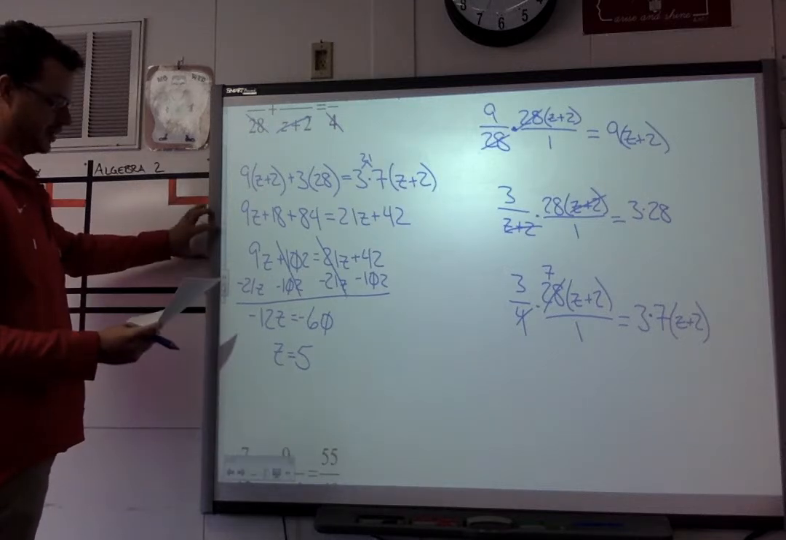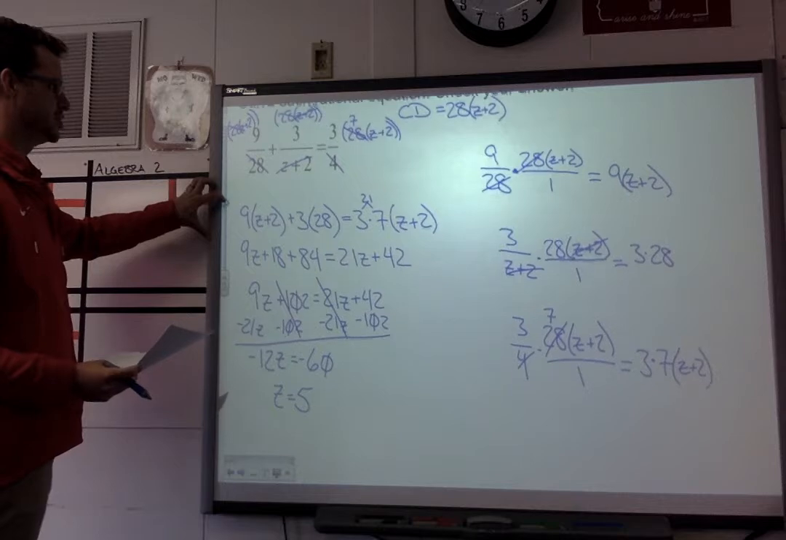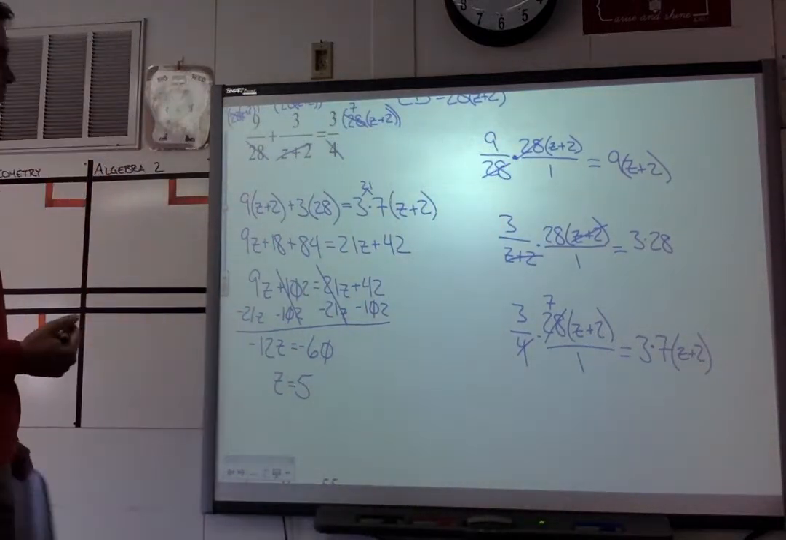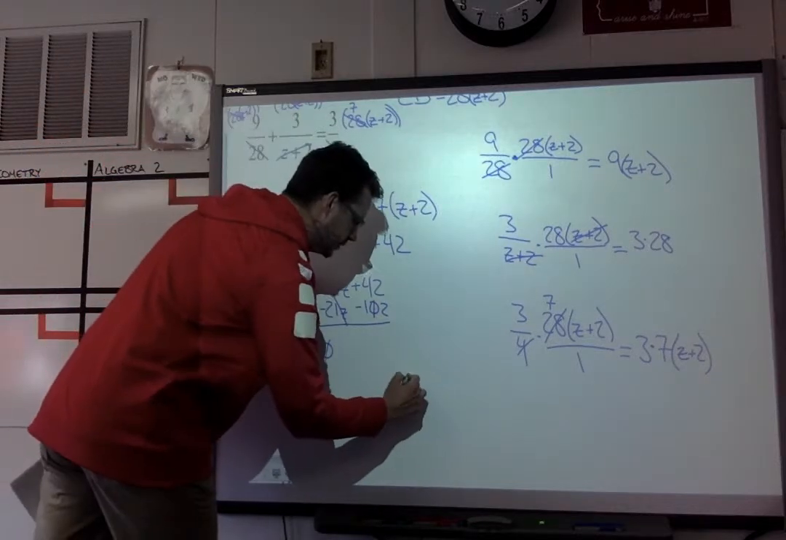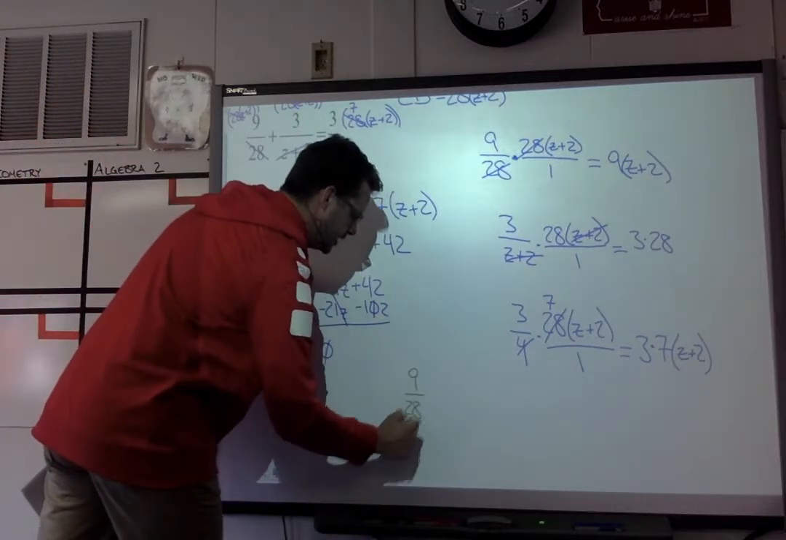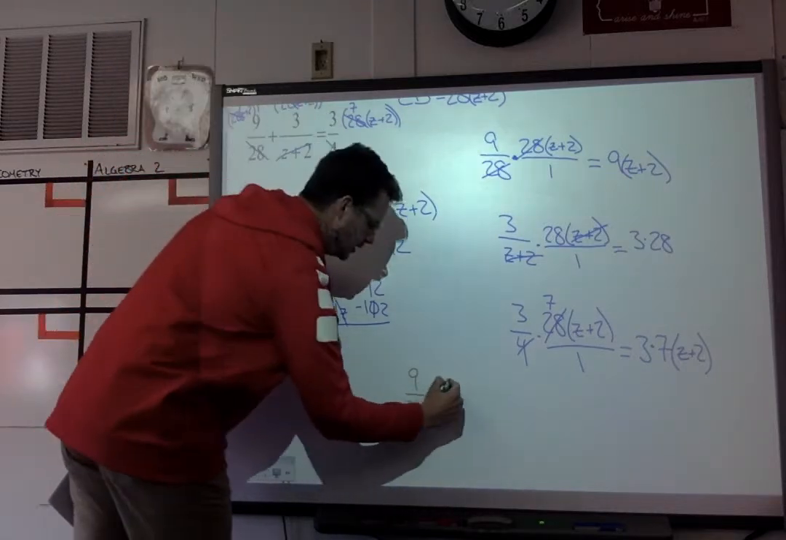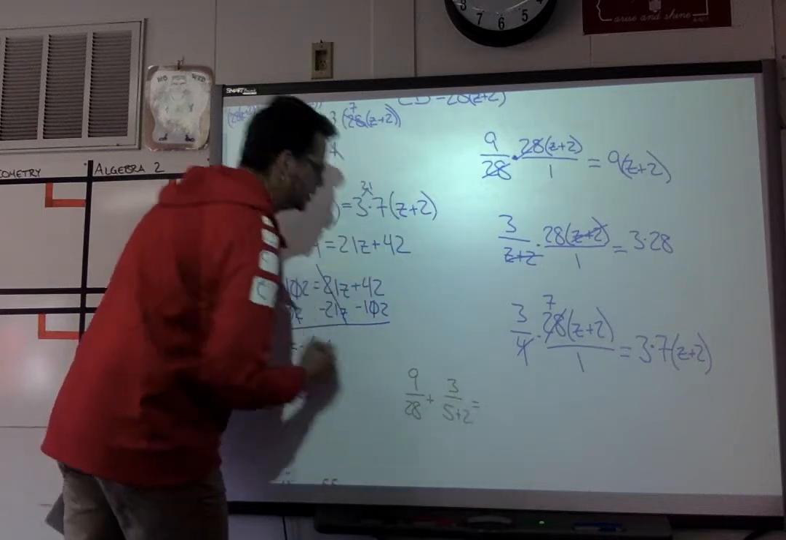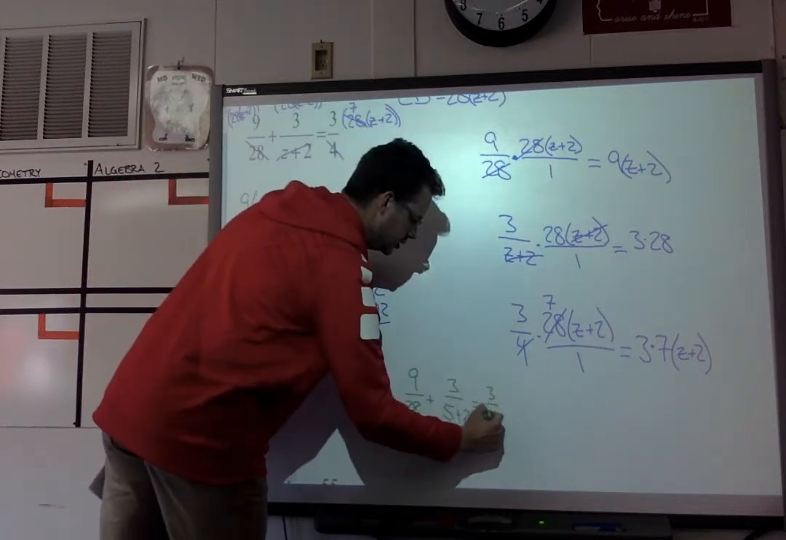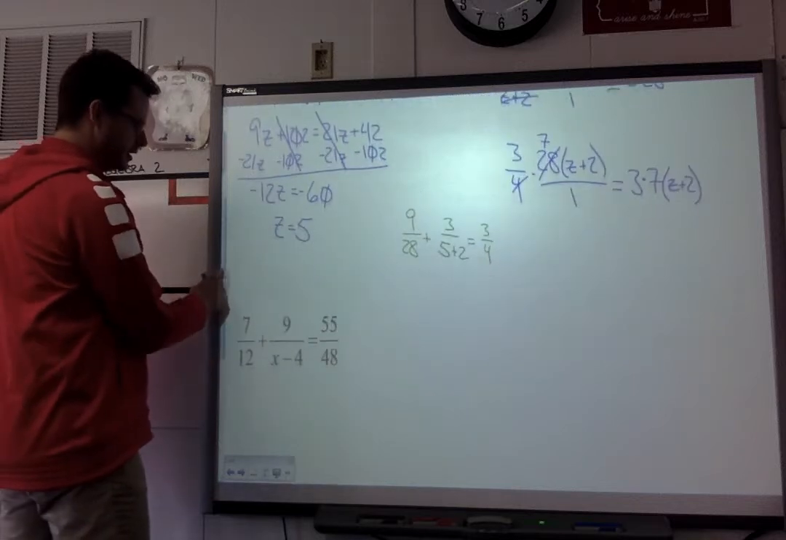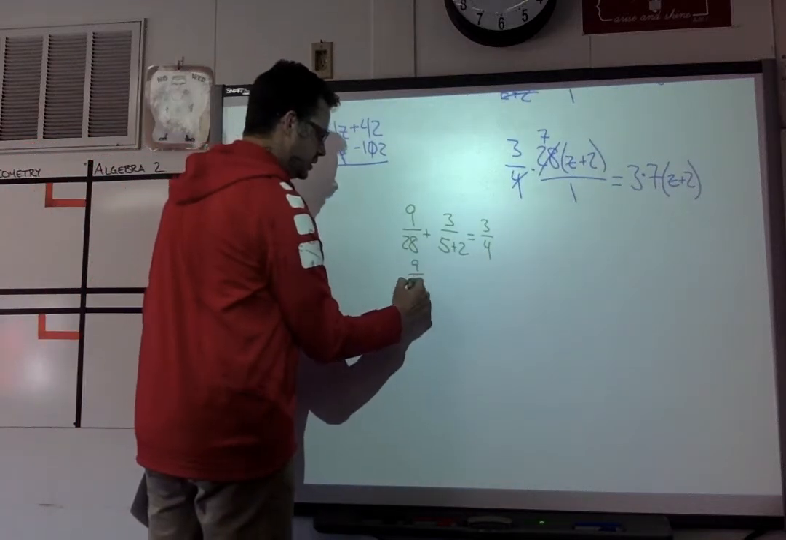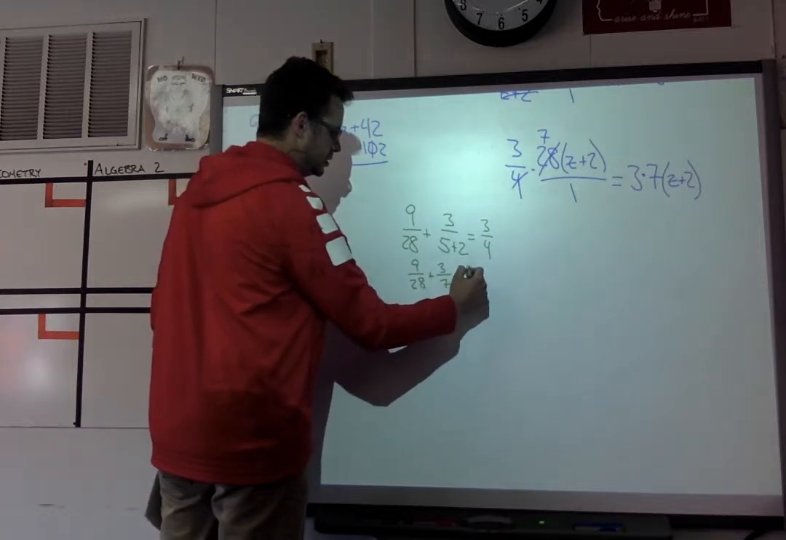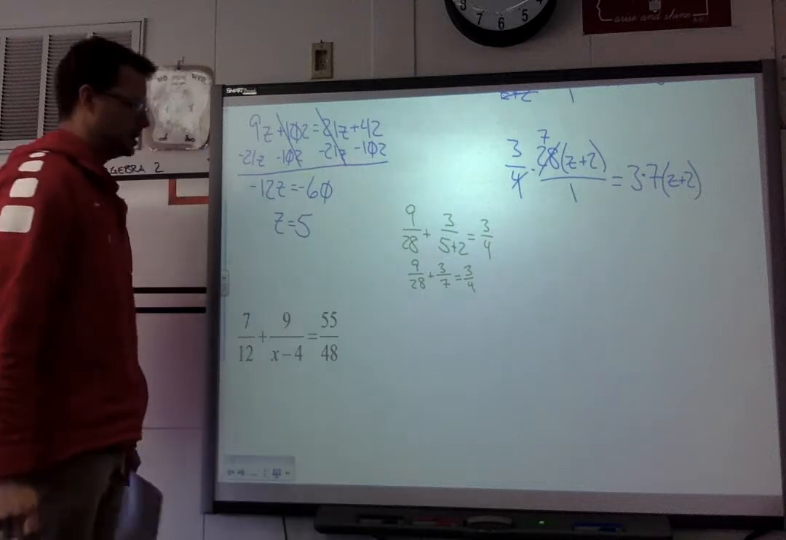Now, in order to make sure we got the right solution, we want to check our answer. Again, I'm not going to do this on all of them, but this one, just as a reminder of what we would need to do, I would go 9 over 28 plus 3 over 5 plus 2 equals 3 over 4, which would then give me 9 over 28 plus 3 over 7 equals 3/4.